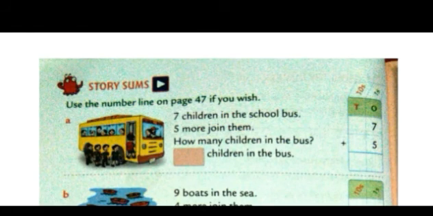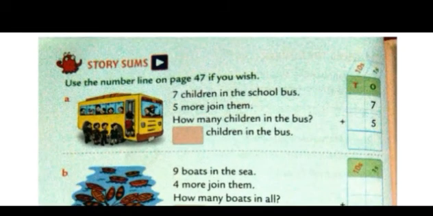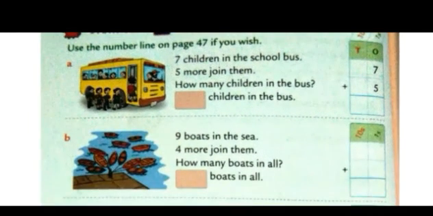So scholars, now we come to the last page of this chapter. Page number 48. Story sums. Use the number line on page number 47 if you wish, and then you can add. If you wish to use that number line, which just now we have used to add, otherwise you can simply add with your fingers also. Okay. See the first one.